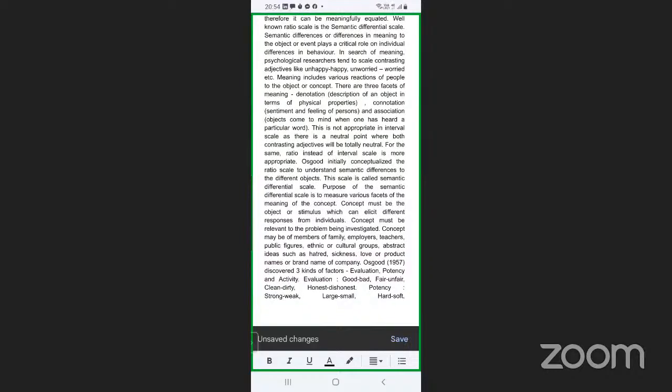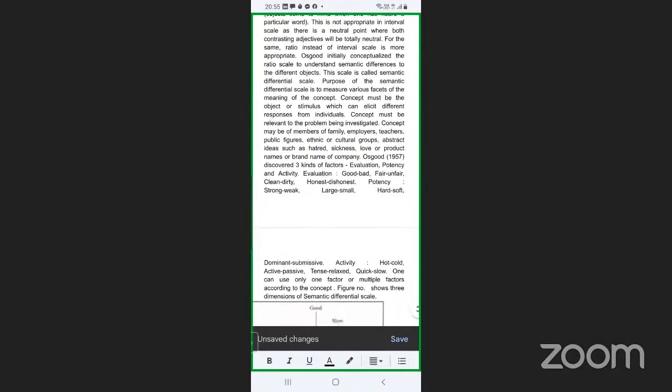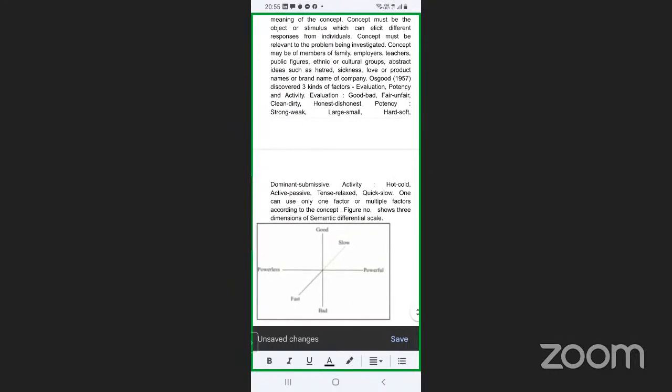Osgood, 1957, discovered three kinds of factors: evaluation, potency, and activity. Evaluation: good, bad, fair, unfair, clean, dirty, honest, dishonest. Potency: strong, weak, large, small, hard, soft, dominant, submissive. Activity: hot, cold, active, passive, tense, relaxed, quick, slow. One can use only one factor or multiple factors according to the concept.